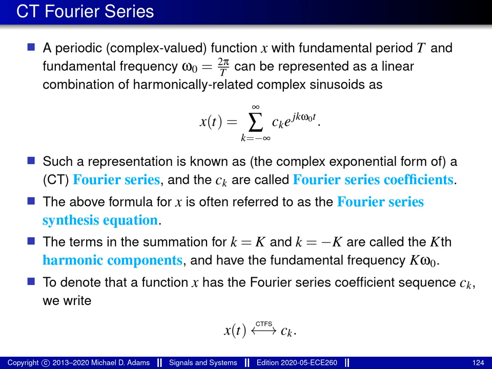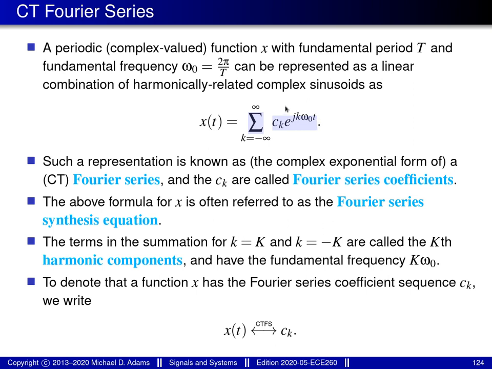At this point, I can finally introduce the formal definition of a Fourier series. So again, a Fourier series is a representation for periodic functions. So suppose that we have a periodic function x, which has the fundamental period capital T, and the fundamental frequency omega naught, which by definition is equal to 2 pi over T. It turns out that x can be represented as a linear combination of harmonically related complex sinusoids. In other words, x can be written in terms of a summation of this particular form that I've highlighted.